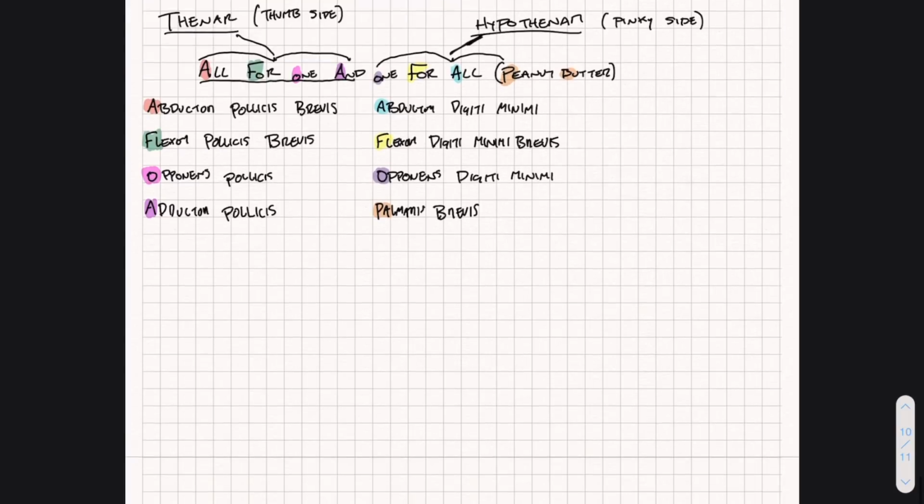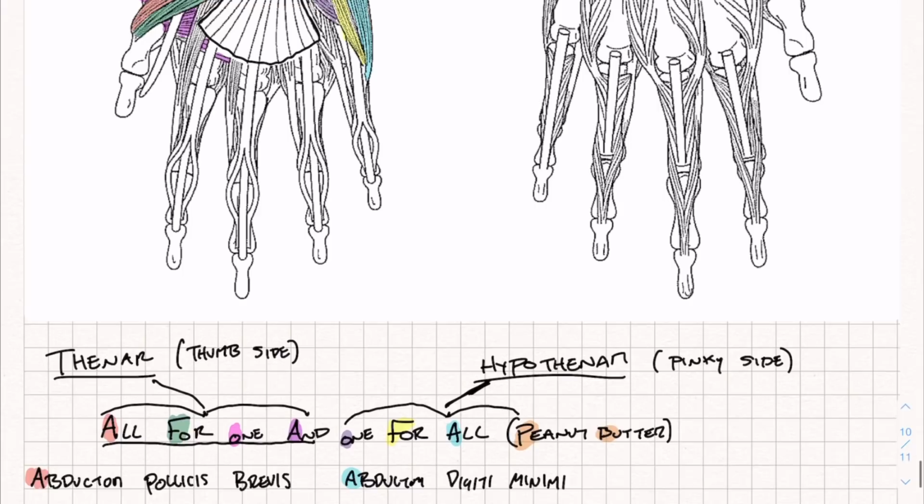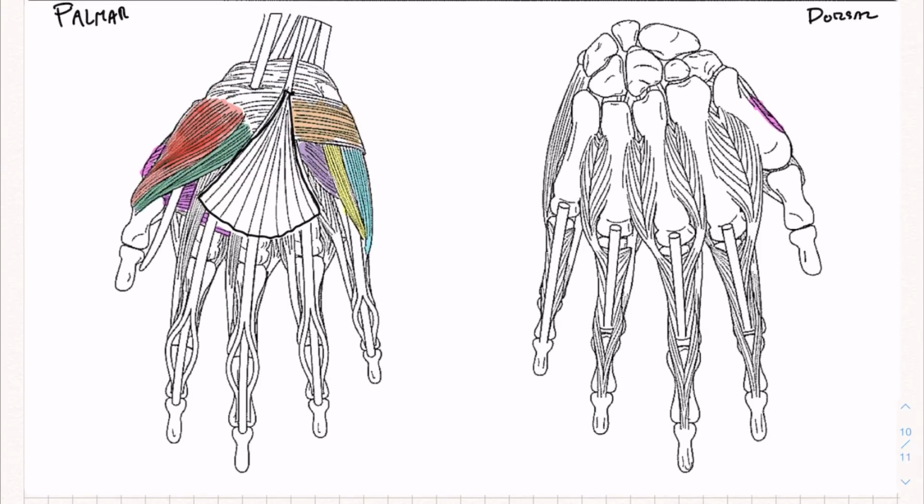And just remember, you have the abductor and the flexor, and then you have the opponens, which is under the abductor and flexor. So you have an abductor and then a flexor, and then the opponens is under it. And that's the same thing on the opposite side. So hopefully you can see it's pretty much just a mirror image. And then you just have to throw in the palmaris brevis and the adductor pollicis.